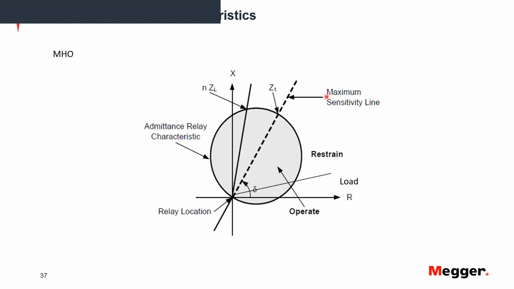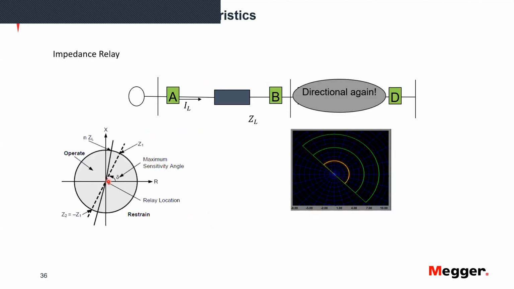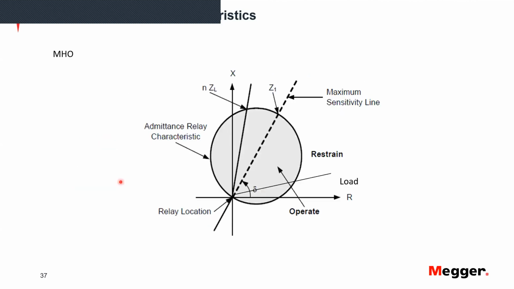In some relays, it will be called the maximum torque angle. It's still called maximum torque angle even in microprocessor relays, but the idea is that this is where the relay should have its maximum sensitivity, and this is actually the angle of the line that I'm trying to protect. And the relay location, as with the impedance relay that we saw before, is at the origin of this coordinate graph. So the relay is here, looking ahead.